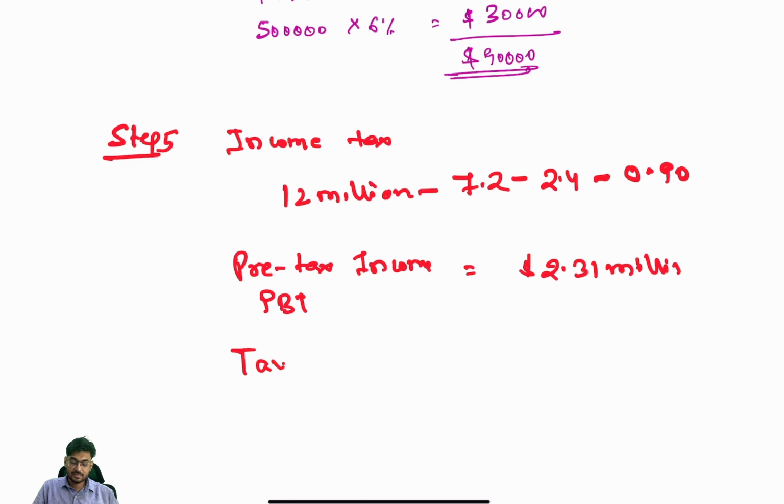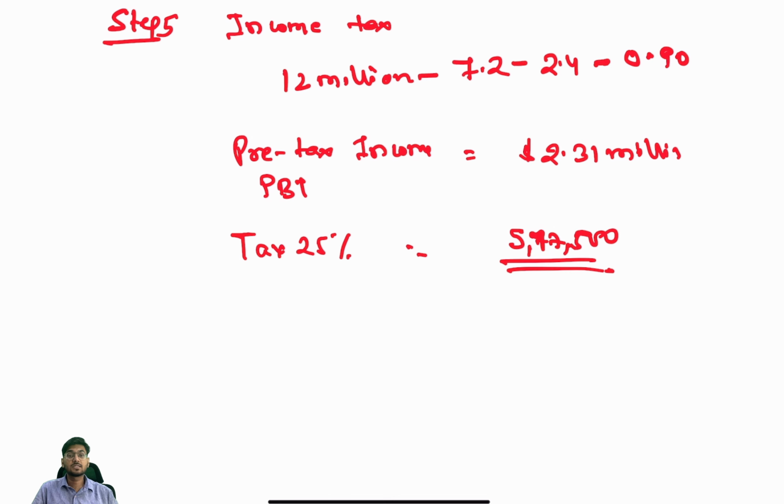Now the tax rate is 25%. So how much tax are you actually paying? This is the amount which you are paying in the form of tax. Clear? Now your income statement is complete.